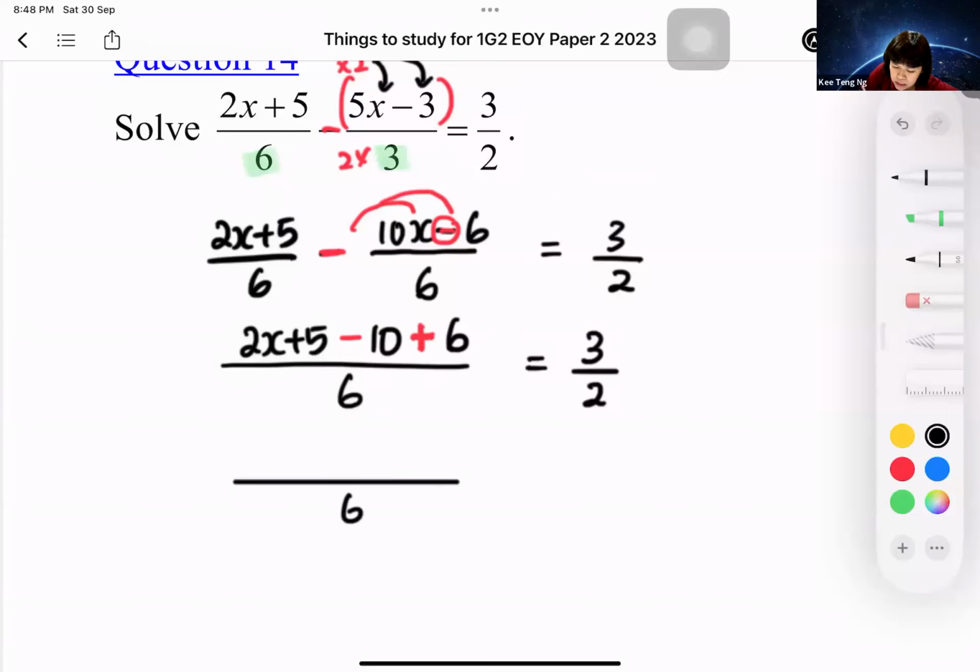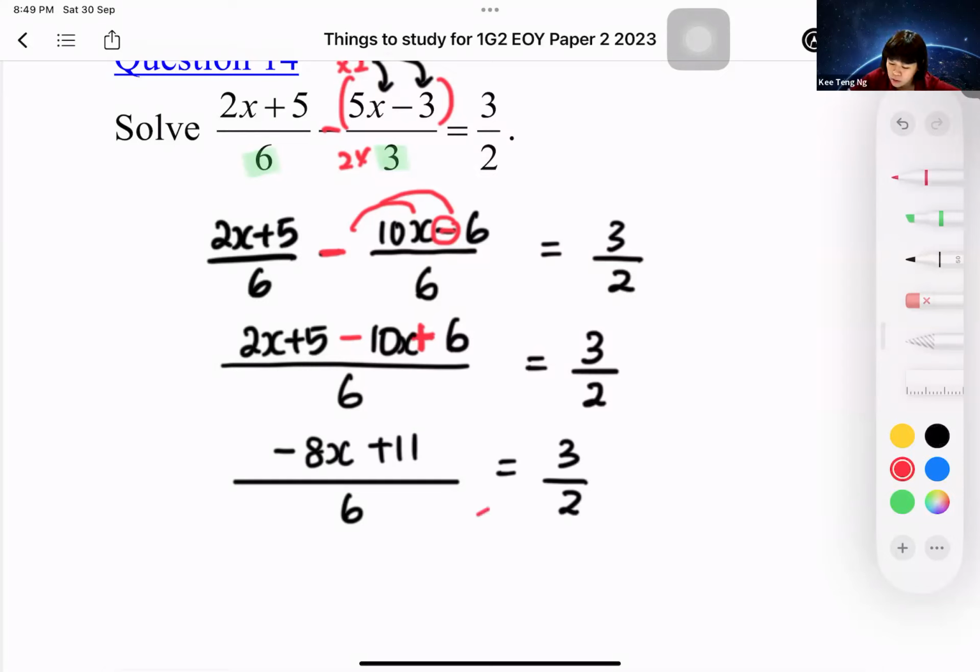Then now this is 6, simplifying the numerator. Oh, sorry, my x disappeared. 2 minus 10, that will give me negative 8x. 5 plus 6, that will be 11. Then 3 over 2. Then you notice you got one fraction on the left-hand side, one fraction on the right-hand side. Then now you can cross multiply.